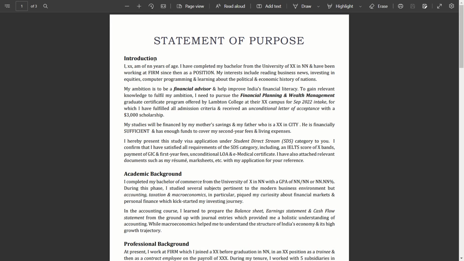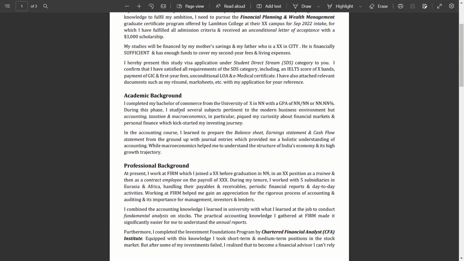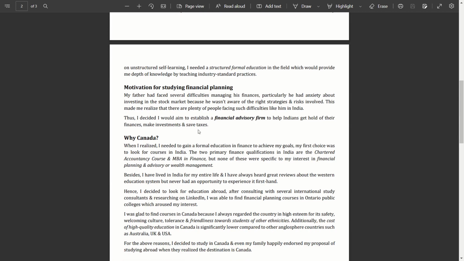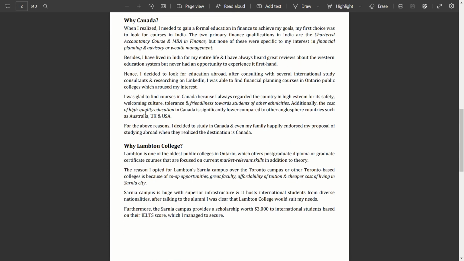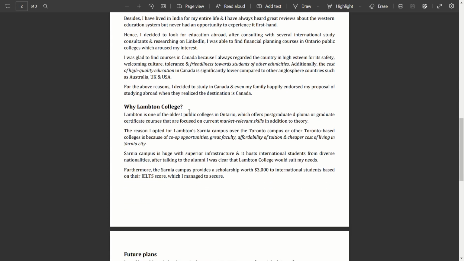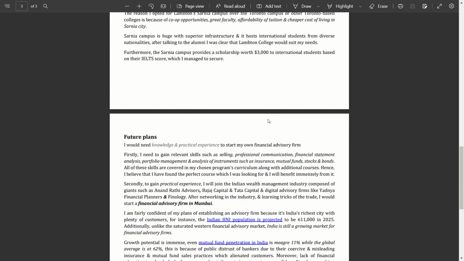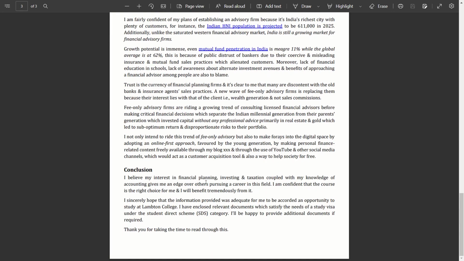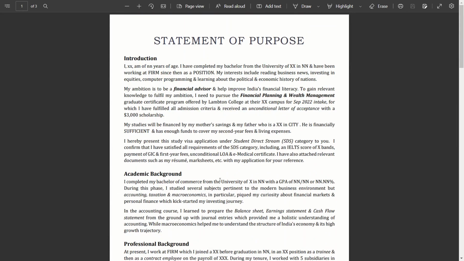I have divided it into introduction, academic and professional background, motivation for studying that particular course, why I'm choosing Canada over other countries, why I'm choosing Lambton and a particular campus over other campuses and colleges, and what my future plans pertaining to India are. And the last one is the conclusion paragraph.